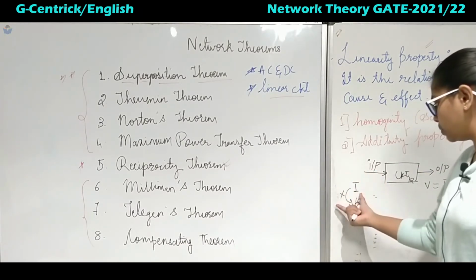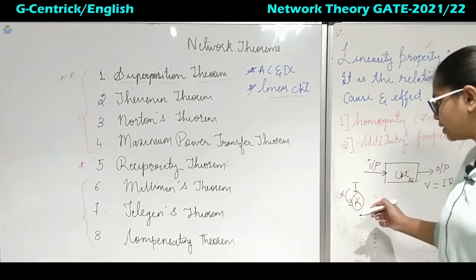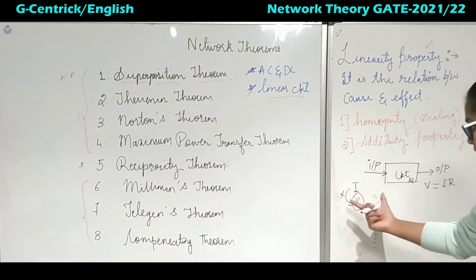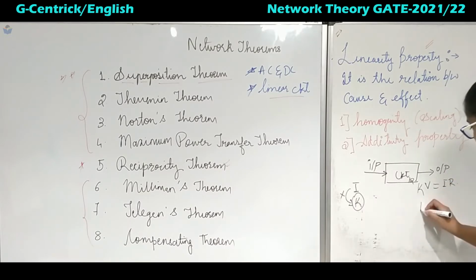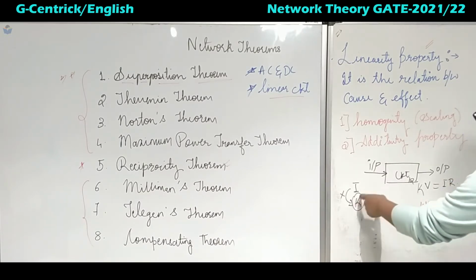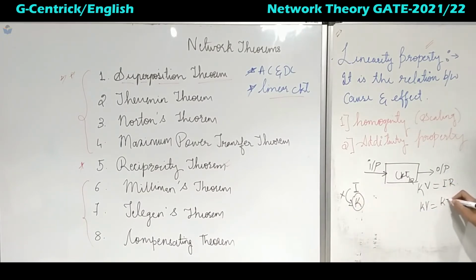When the input is multiplied by scaling factor K, the output should also be multiplied by the same factor. So K into V is equal to K into I into R. This is the homogeneity property.